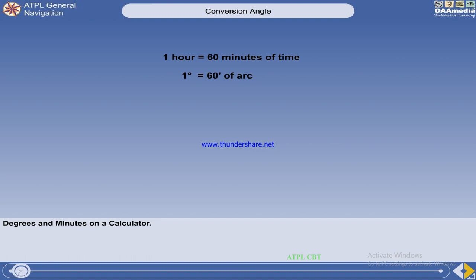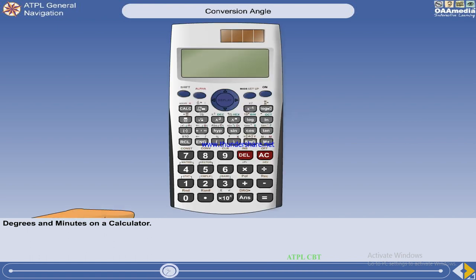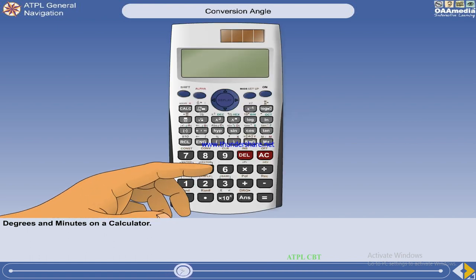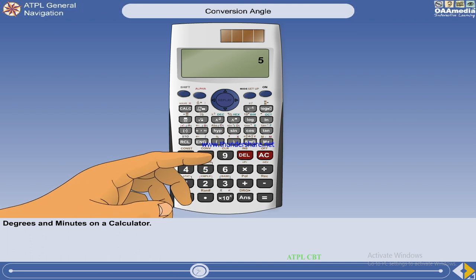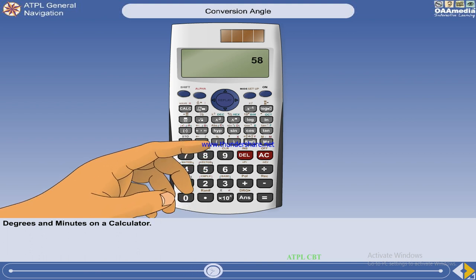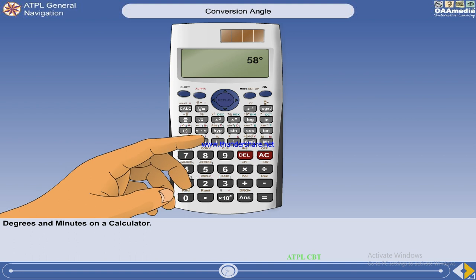You could simply realize that 6 minutes of arc is 1/10 of a degree, just as 6 minutes of time is 1/10 of an hour, in which case 12 minutes is 0.2 of a degree. You can then just key in 58.2 degrees into your calculator. However, most scientific calculators have a DMS key. It stands for degrees, minutes, seconds.